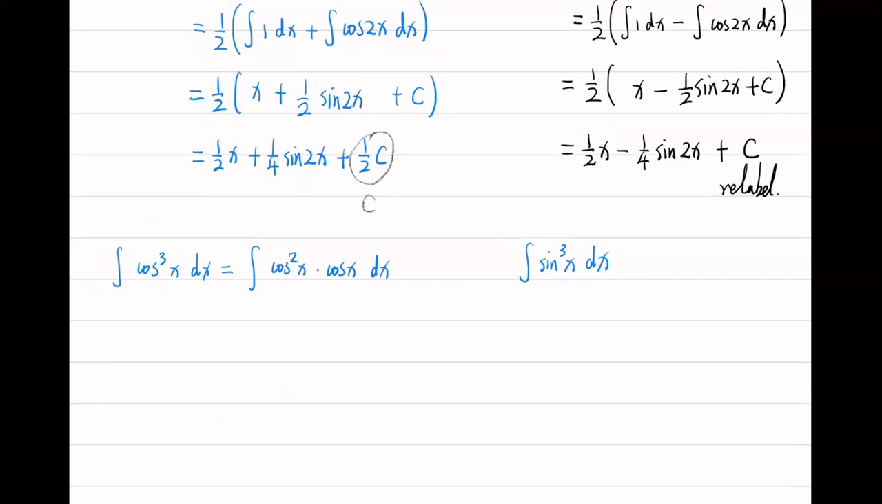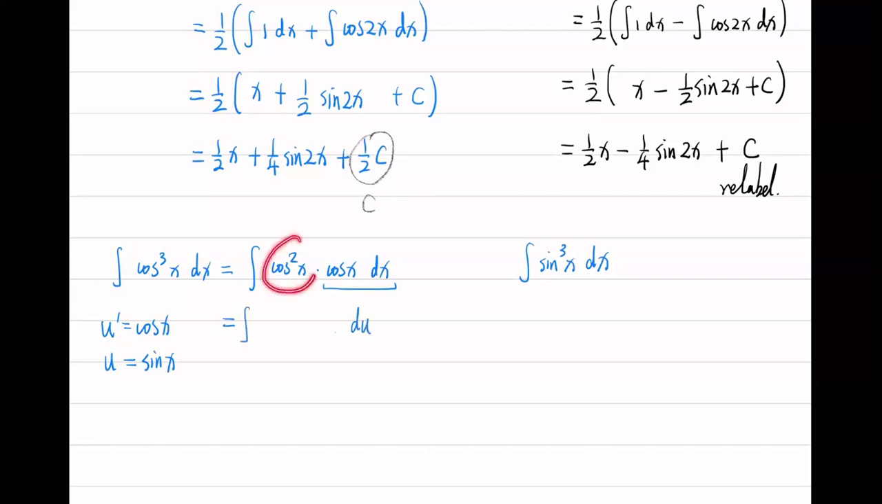Okay, then we want to use the substitution. So du, we want to treat this as a derivative. If u's derivative is cosine x. Okay, Sophia, what's u? Sine x. So now I'm going to use this substitution, du.